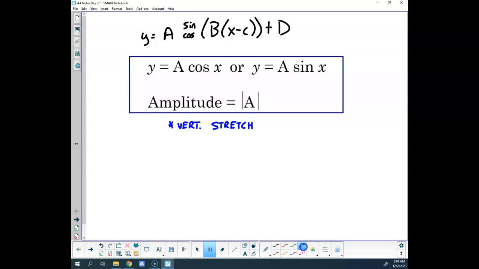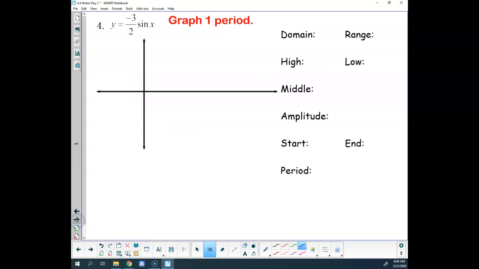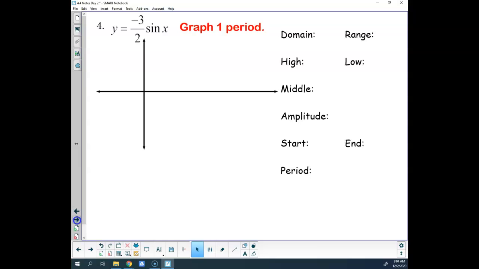Today, what we're going to do to start here is I would like you to do this one as a warm-up, and we will always be graphing one period. So we'll graph a first lap wave is what I want you to do. If you could graph -3/2 sine x, please.